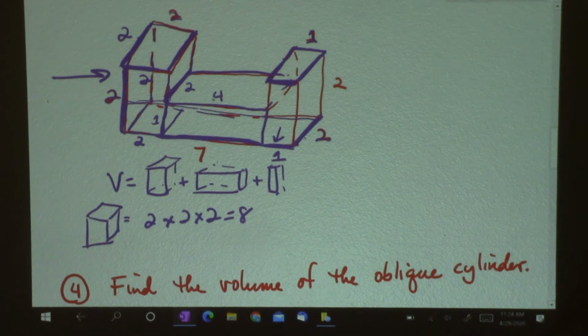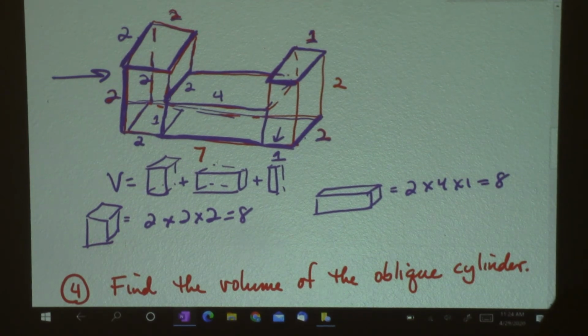Okay, 2 plus 4 plus 1 is 7 all the way across. So then the volume of this middle shape is going to be 2 times 4 times 1, which is also 8.